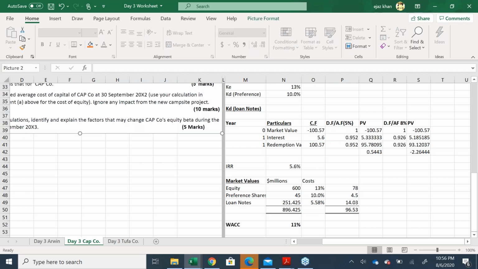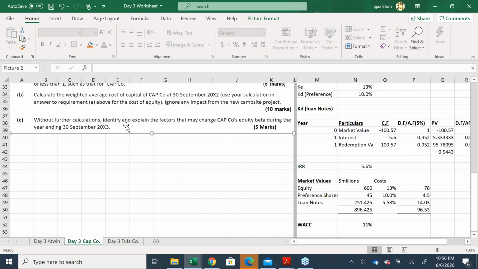Okay, my last part is, without further calculations, identify and explain the factors that may change CAP's company equity beta during the year. As I told you, the equity beta shows business risk and financial risk of the company. So if either of these two changes, the equity beta is going to change, right?